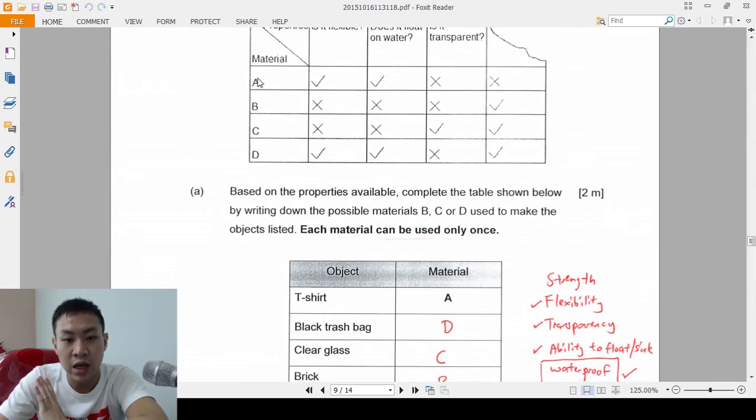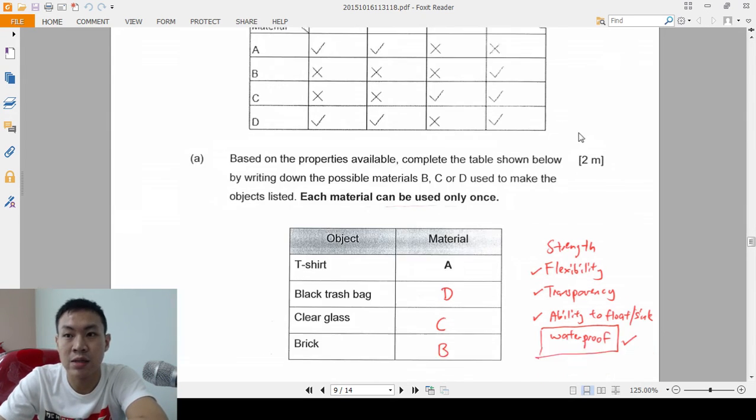Once again, I check material A, t-shirt, is it waterproof? No, that's why there's a cross here. B, brick, is brick waterproof? Yes. C, clear glass, waterproof? Yes. D, trash bag, waterproof? Yes. That's how I arrive at my answer.